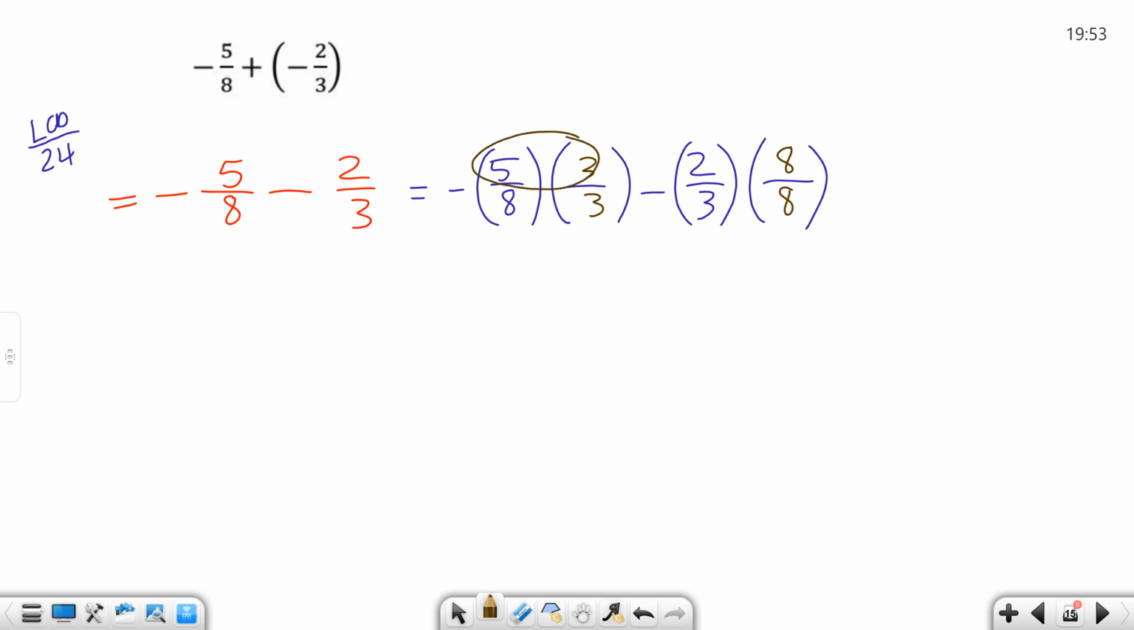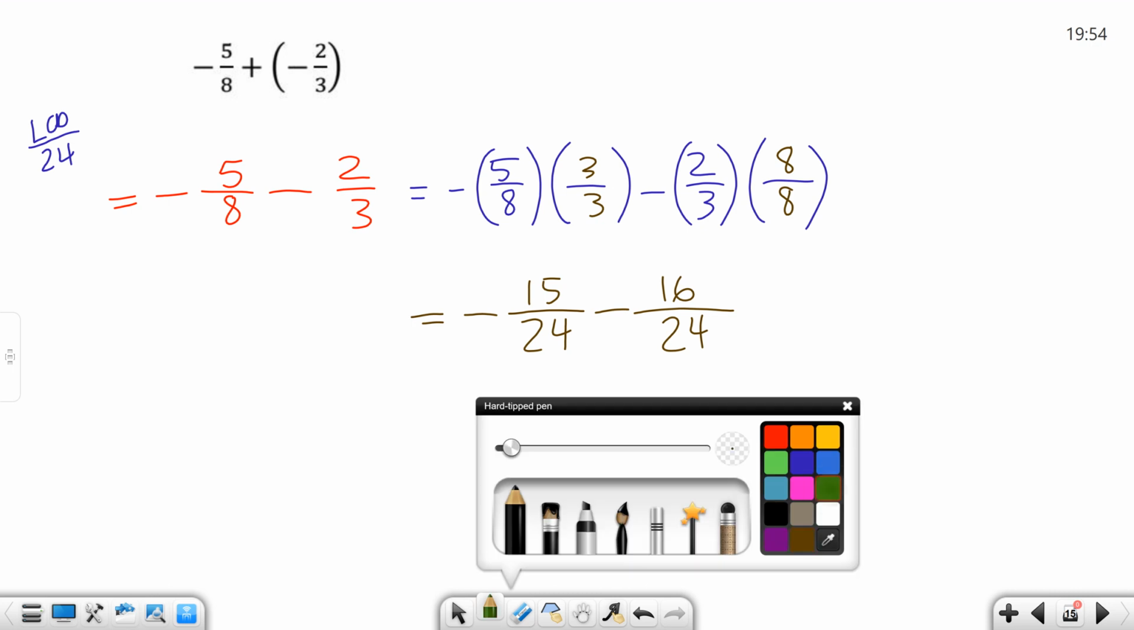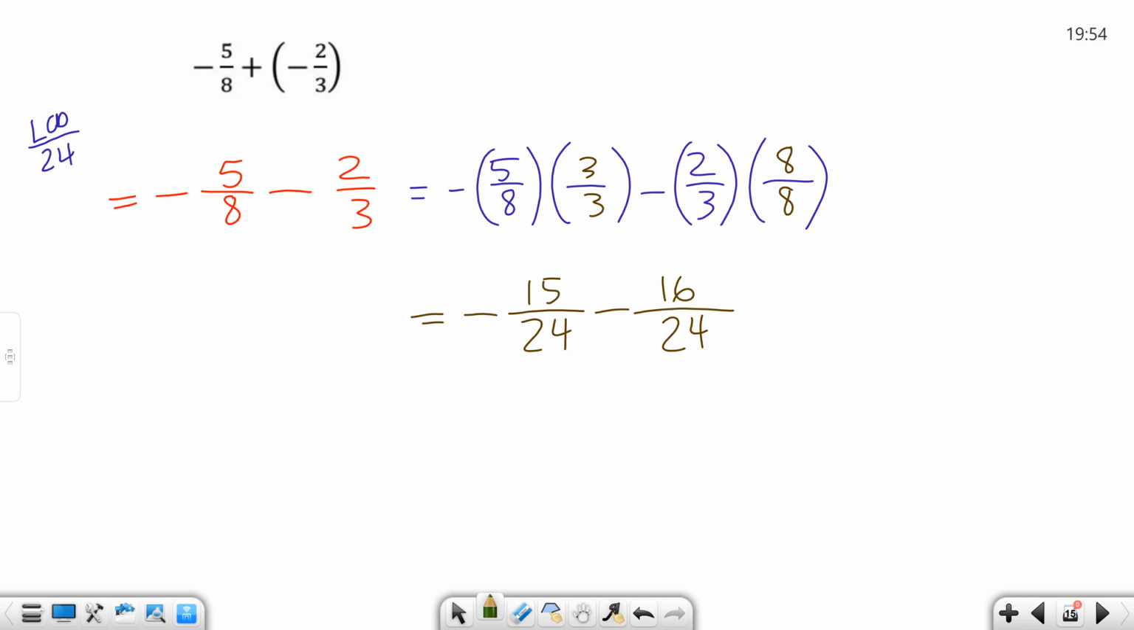So multiply. 5 times 3 is 15. This is 15 over 24. And guess what's out front? A negative, so don't forget that's there. Negative. And then we have a minus. Bring it down. There's nothing else to change that minus, so minus, put it equals here. 2 times 8 is what? 16 over 3 times 8 is what? 24. So then I have a common denominator now, so now I'm going to put this all over 24, and I have a negative 15 and a negative 16.